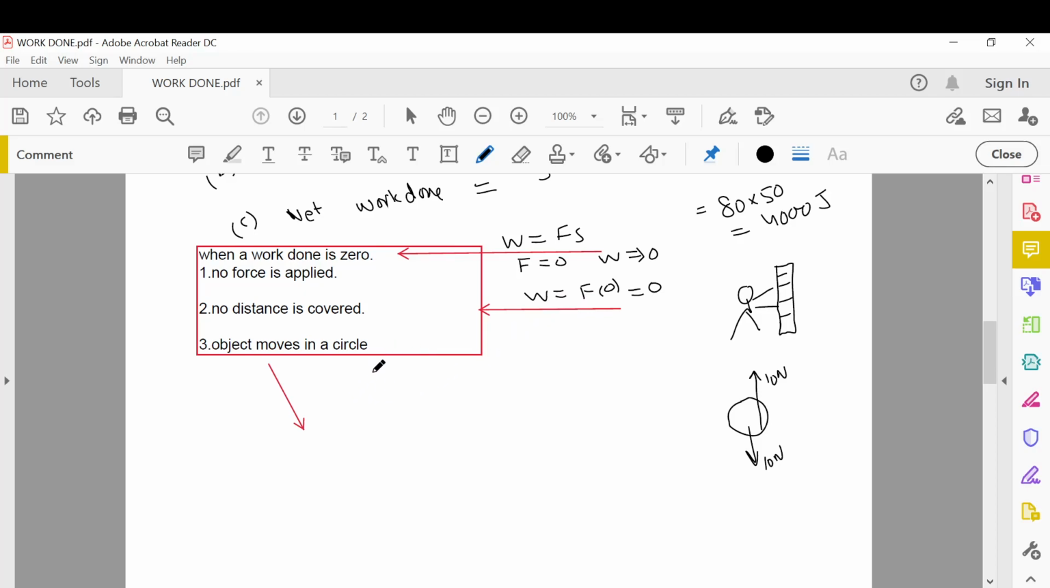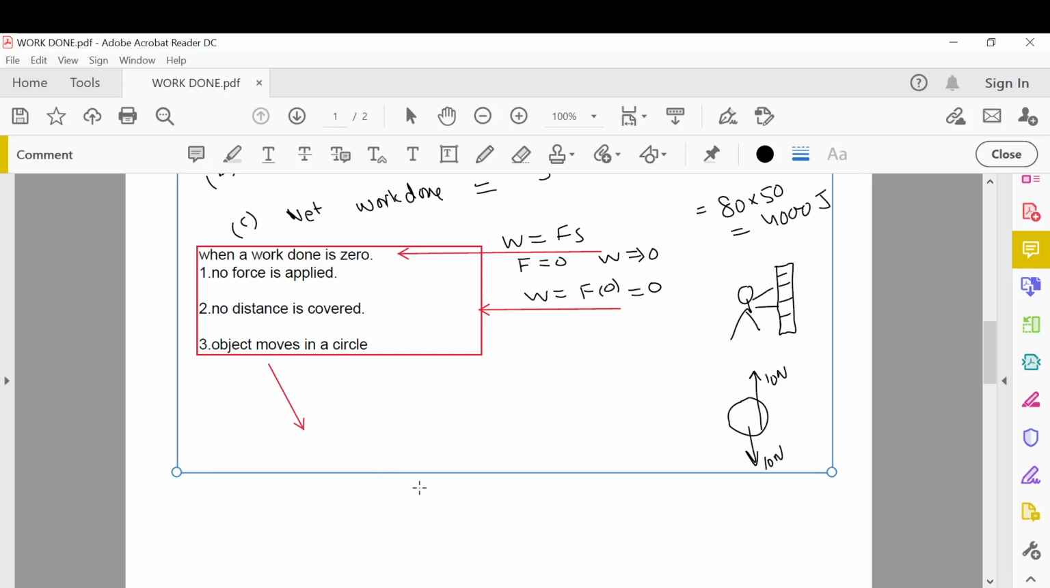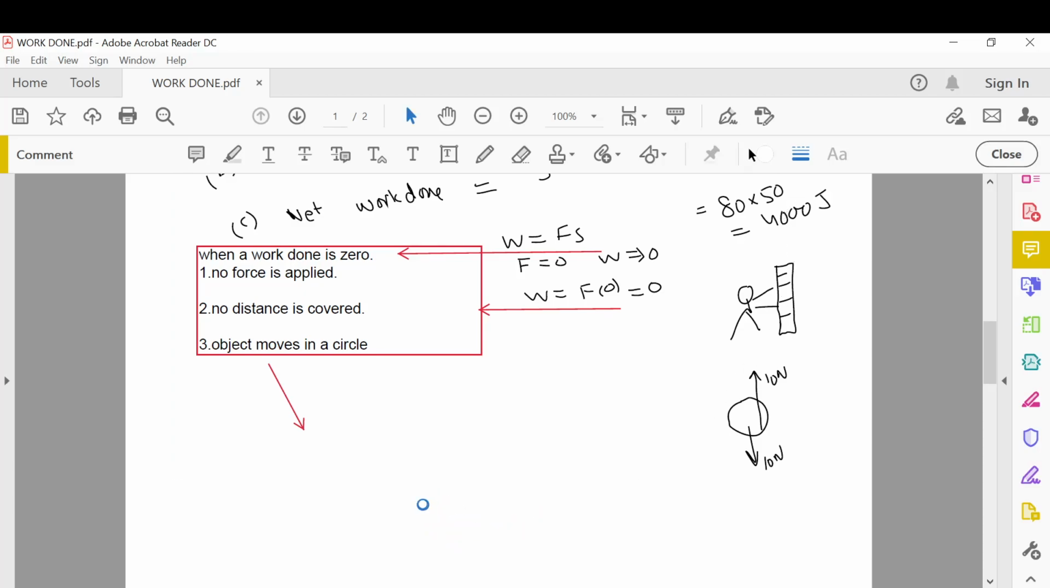Come towards the third example, very familiar. If we have a circular motion, here is a circular motion, and we know that in circular motion the resultant force is always directed towards the center of the circle, and the direction of motion is the tangent. This is velocity. This is force.